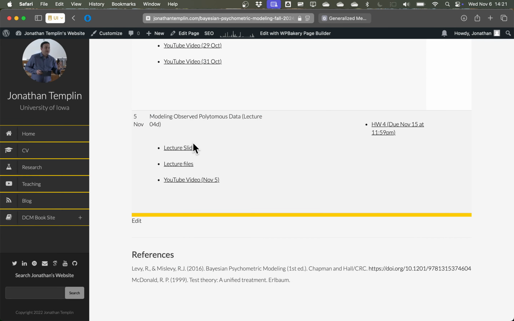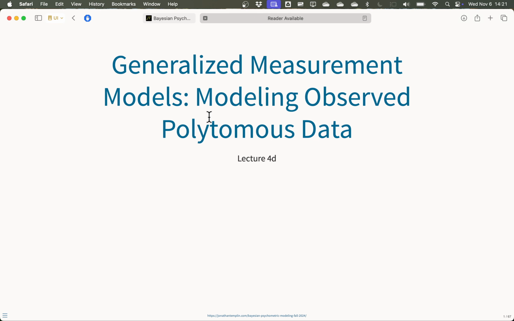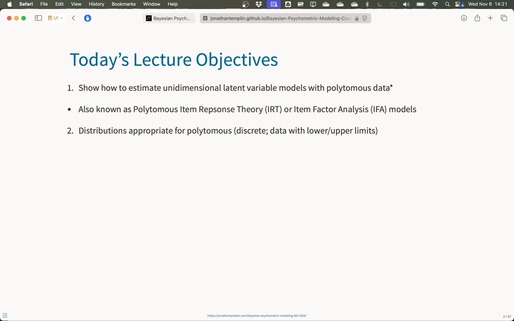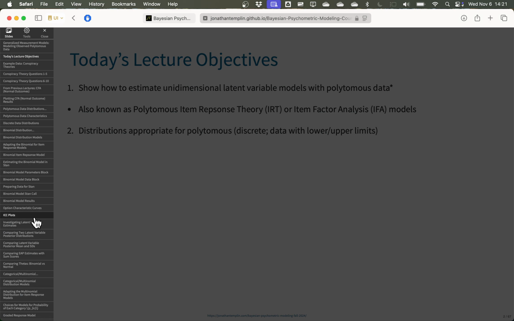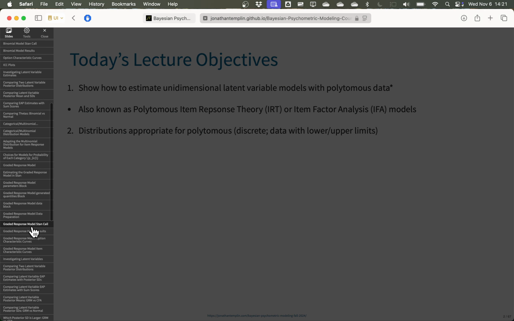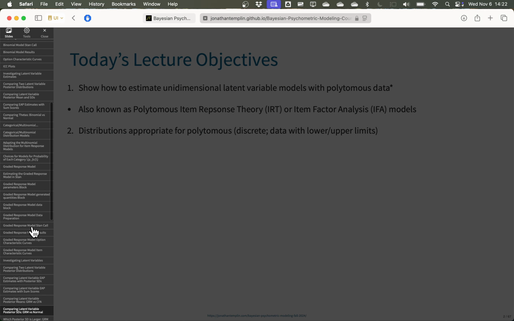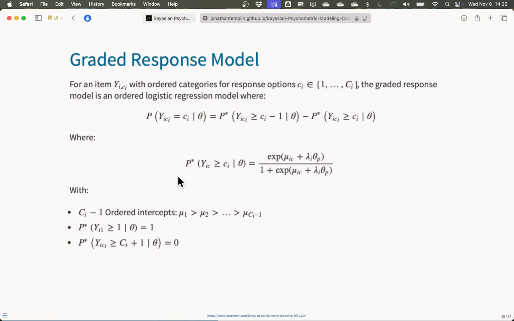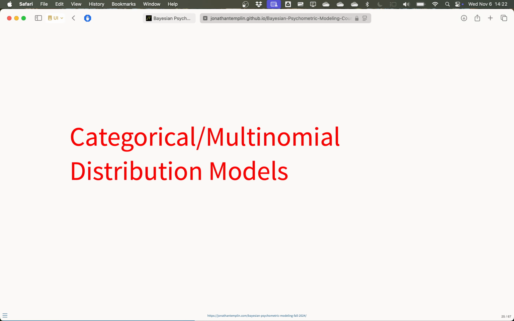All right, welcome back. This is the end of Lecture 4D, Modeling Observed Polytomous Data. This is the lecture we started on Tuesday, November 5th. We didn't quite get all the way through, so we're going to start up where we left off with the multinomial models. We talked about the generalized models and how they worked, but now it's time for us to start into the categorical or multinomial distribution models.